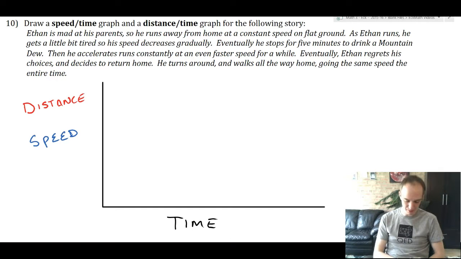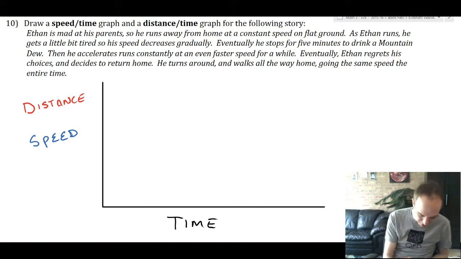Number 10, we have a story and a graph, and it's asking us about speed time and distance time. So I'm going to draw these on the same set of axes using two different colors, one for distance and one for speed. I'm choosing to do this because the times are going to be the same. It's going to help us correlate the actions to what's going on. So I'm going to always do distance first, and then we'll talk about the speed.